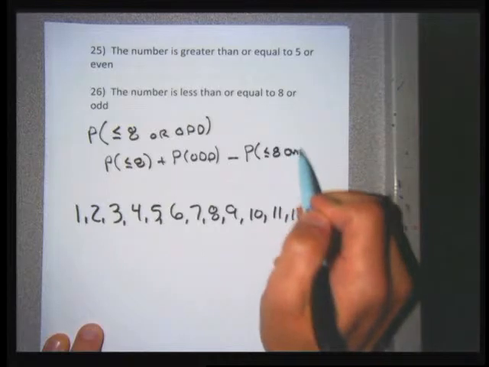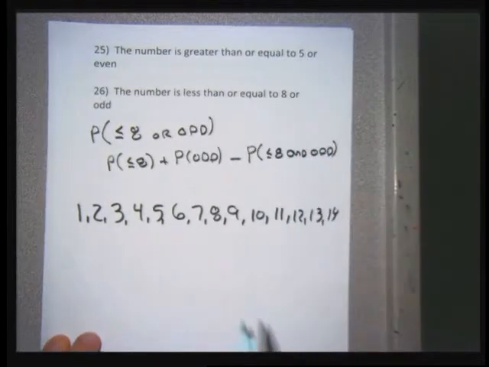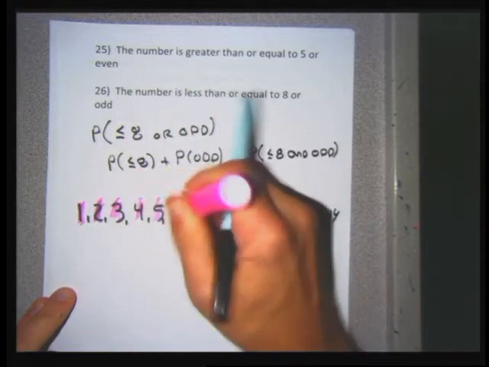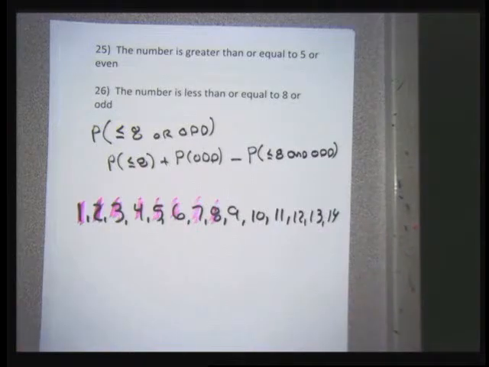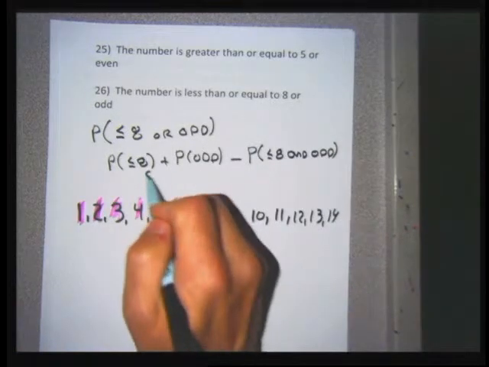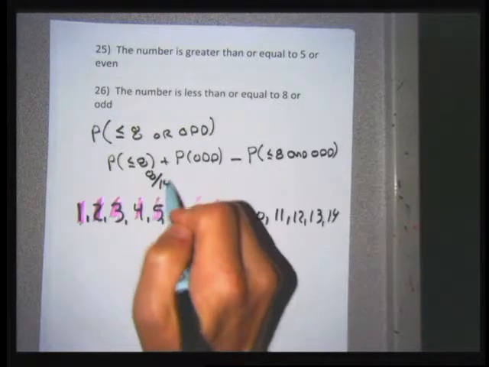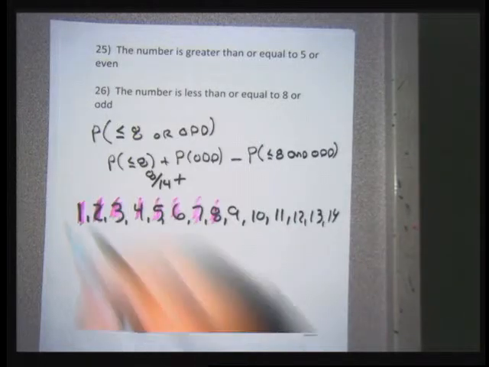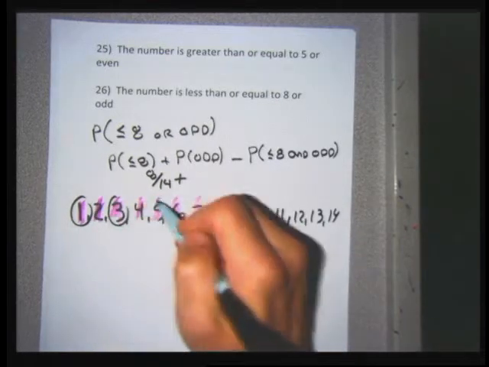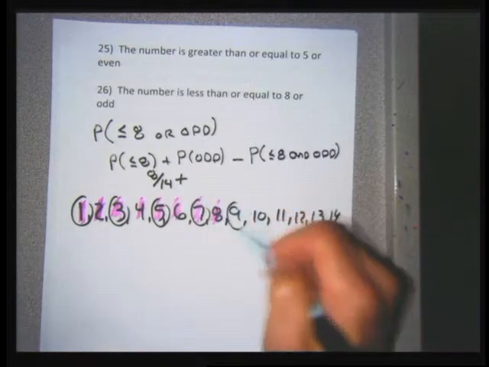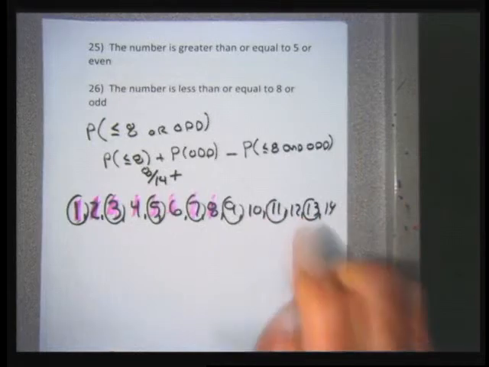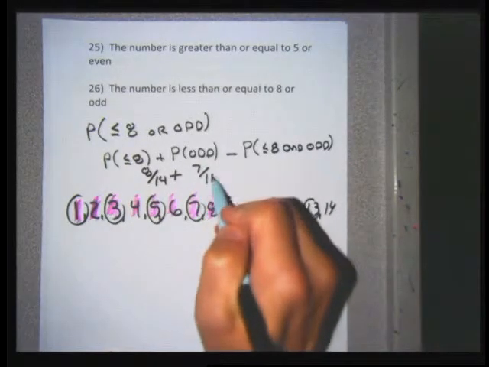8 and odd. So for less than or equal to 8, I have to count the 8. The first fraction for the less than or equal to 8 is going to have an 8 over 14. It's over 14 because there's 14 elements in the sample space, and the numerator counts the 8 numbers that are less than or equal to 8. Next fraction, I'm counting the odds. I'm circling up the odds in the sample space. And I circled 1, 2, 3, 4, 5, 6, 7 odds. So the probability of getting an odd is 7 over 14.